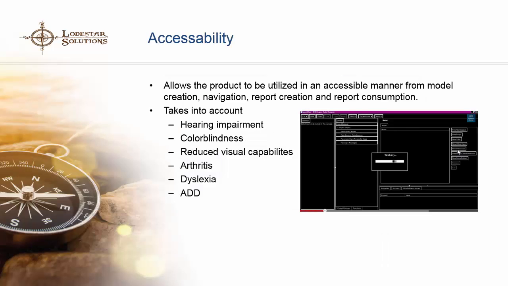In 10.2.2, IBM had a large focus on accessibility options. So this covers a broad base of things. It covers those who may have hearing impairment or color blindness, may have some reduced visual capabilities, arthritis, dyslexia, ADD. So there's a number of issues that they've improved on. In all fairness, I didn't get to spend a whole lot of time on this area, but from what I've read and seen, there's some cool things. There's some text to voice, and some really neat things in this feature.